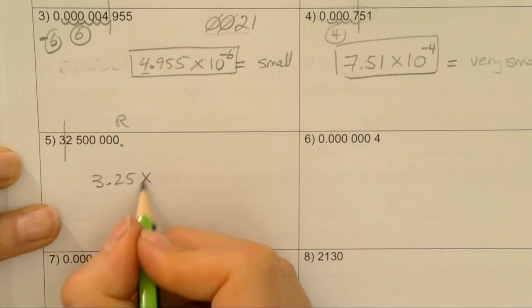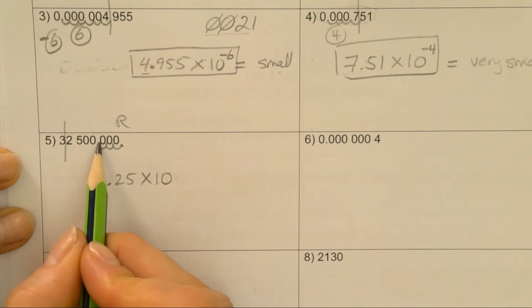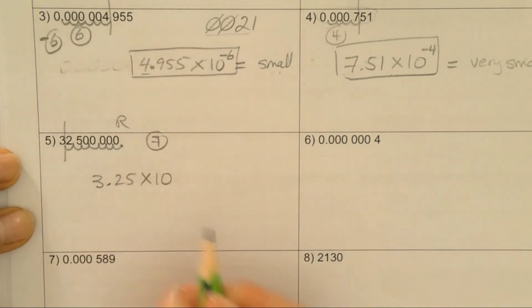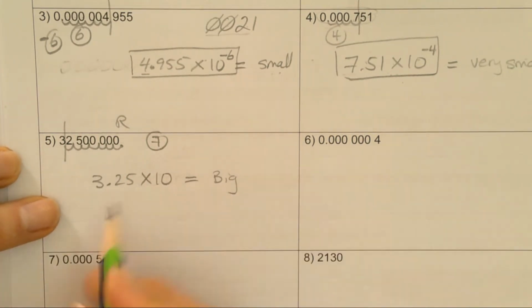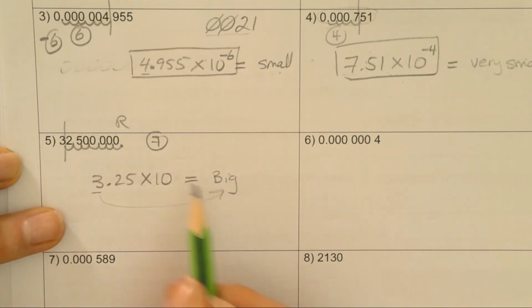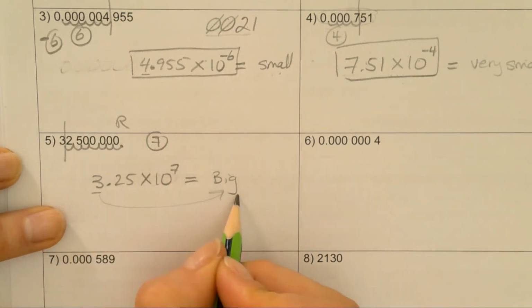Times 10, and how many places did we move it? 1, 2, 3, 4, 5, 6, 7. 7 places. So this is a big number, 32 million. So I'm going from 3 to a very big number. So would I choose positive 7 or negative 7? I have to use the positive 7 because that's going to make a big number.